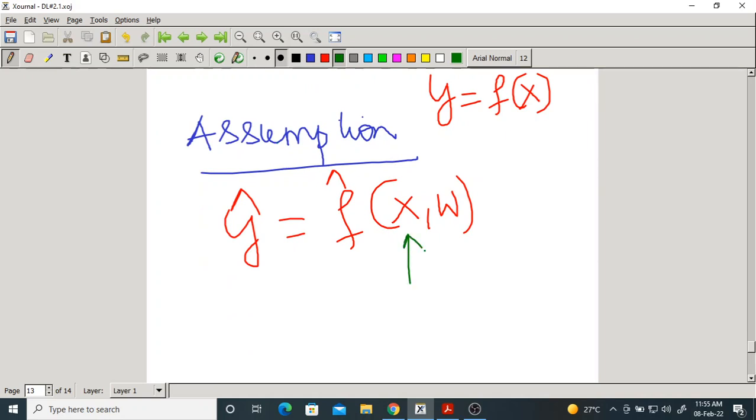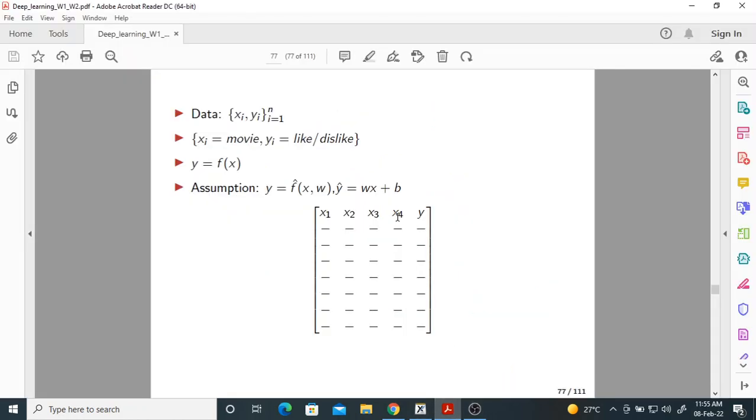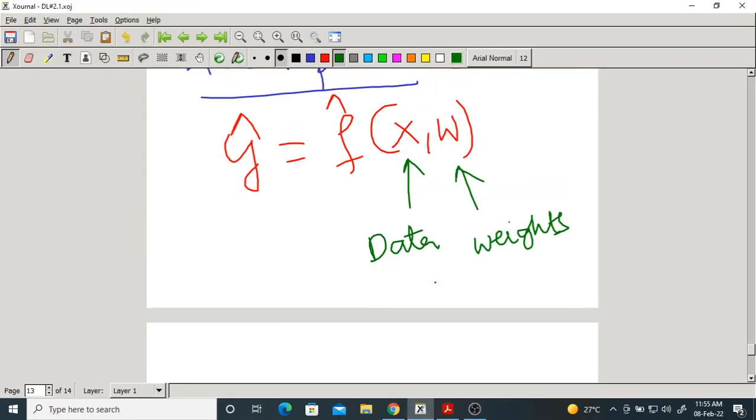What is x? Data. The data that you give. What is w? Weights associated with the data. Now it could be something like this. Suppose it is linear, then y bar could be wx plus b. This can be a relation between y and x, but there is a true relation which is not known to us, so we are assuming some relation between y and x. Here w is a parameter which needs to be taken care of.